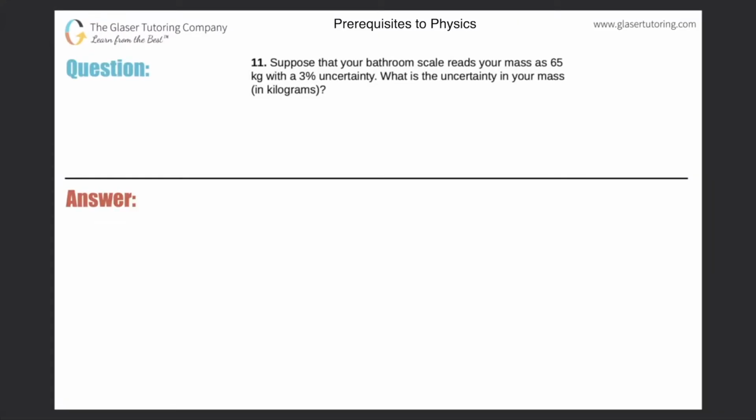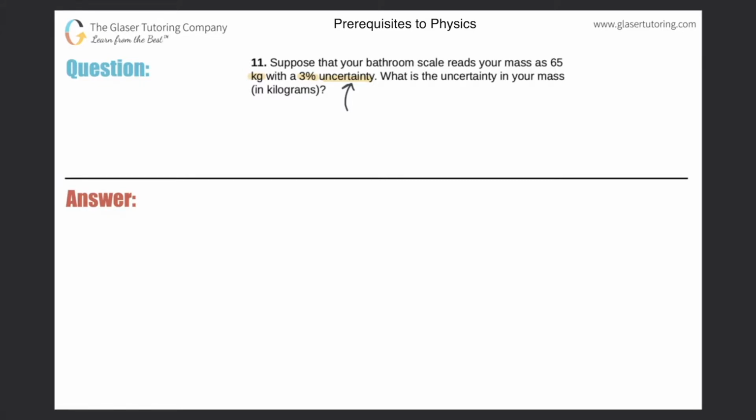Number 11. Suppose that your bathroom scale reads your mass as 65 kilograms with a 3% uncertainty. What is the uncertainty in your mass in kilograms? Okay, so first, what does this term uncertainty mean? Well, I think we can all agree that it means that we're unsure, right?